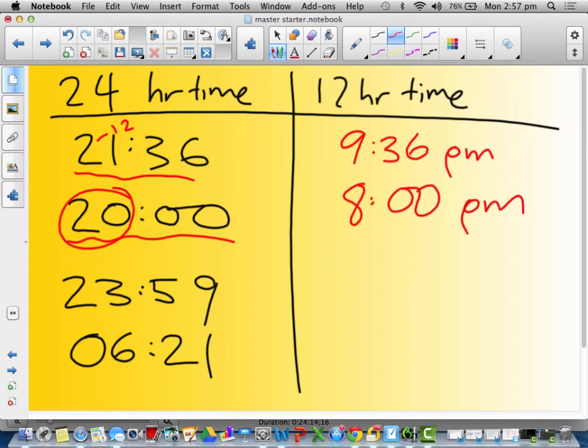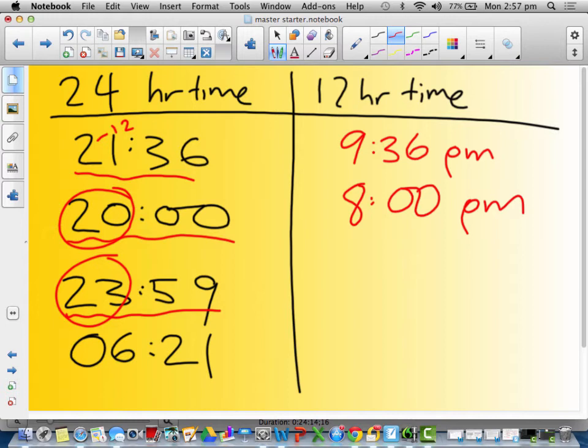Okay. Here's a good one. 23:59. Forget about the minutes, focus on the hours. Pause me and have a go at that one. Please, by all means, go and have a look at the clock. That's fine.